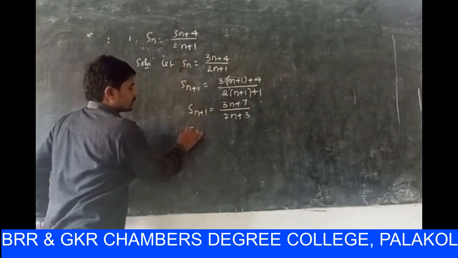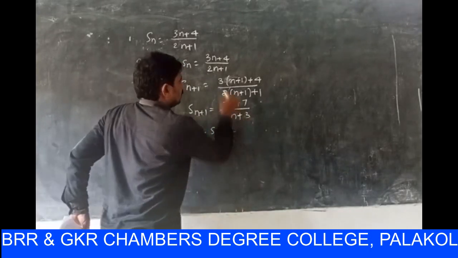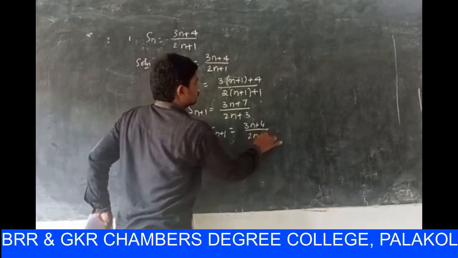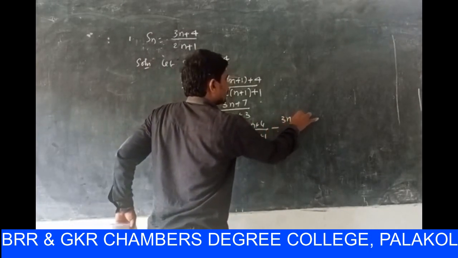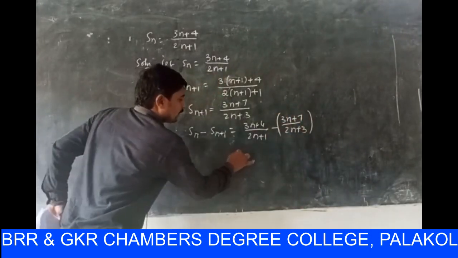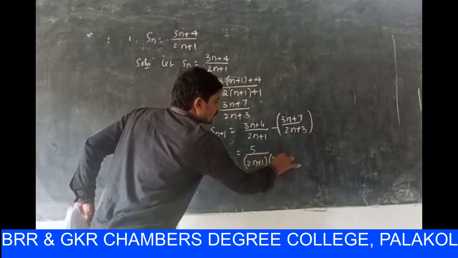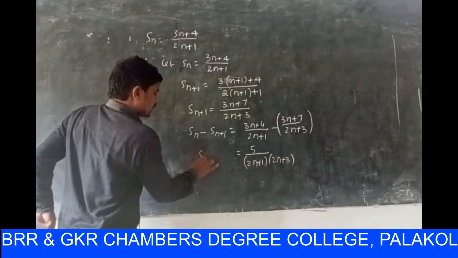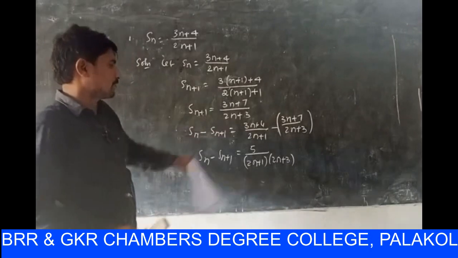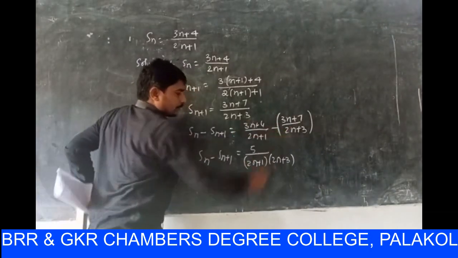Now take the difference Sn minus Sn plus 1. That is equal to (3n plus 4)/(2n plus 1) minus (3n plus 7)/(2n plus 3). By simplifying, we will get 5/((2n plus 1)(2n plus 3)). This is Sn minus Sn plus 1. So I have taken the difference, and by simplifying you will get 5/((2n plus 1)(2n plus 3)).